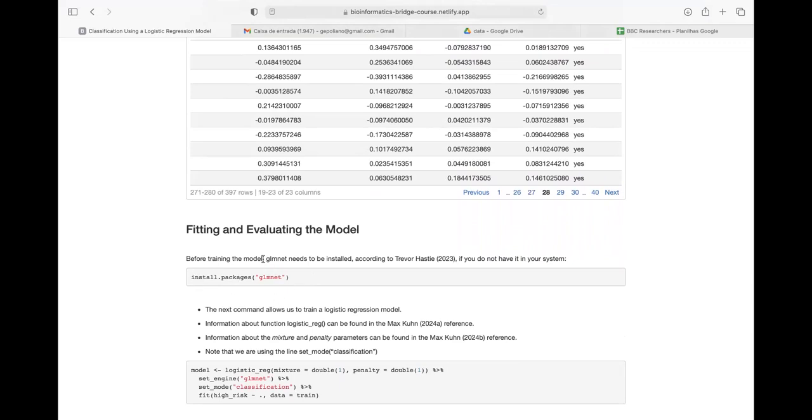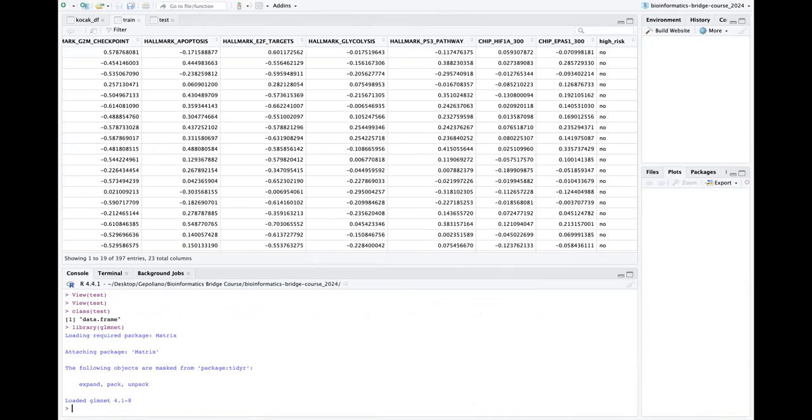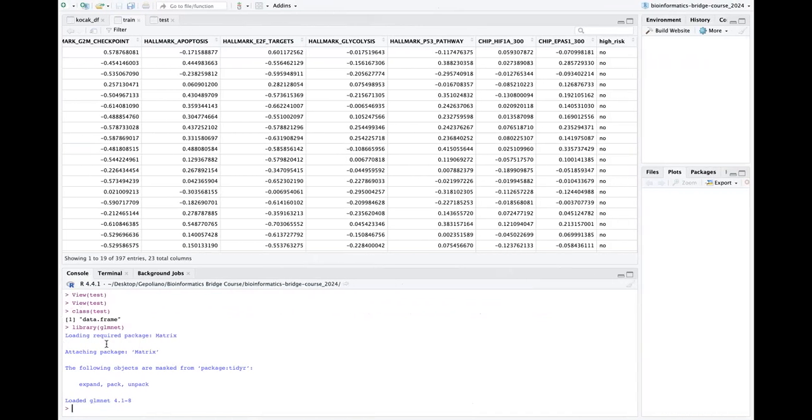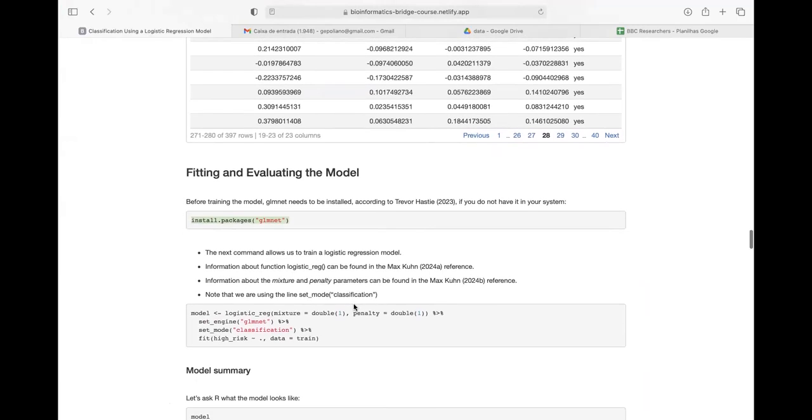if you haven't installed the glmnet package, you can go ahead and install it using this command now. I already have it installed. So let me just run library glmnet. I just loaded it here. You can load it as well. Were you guys able to install it? This is the syntax to install.